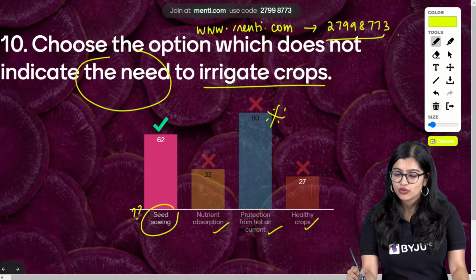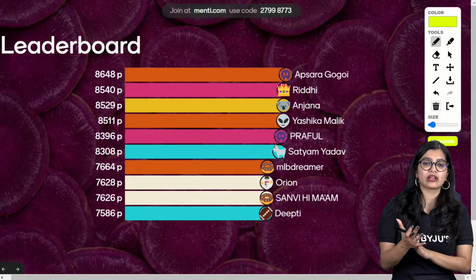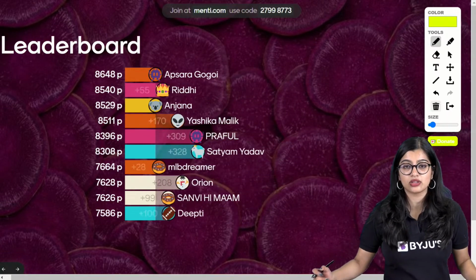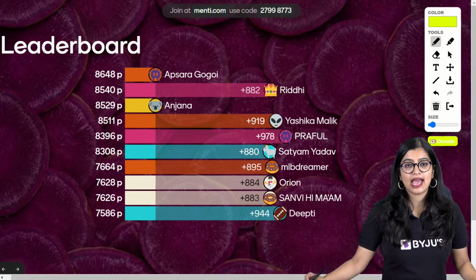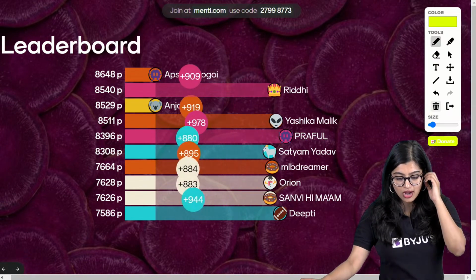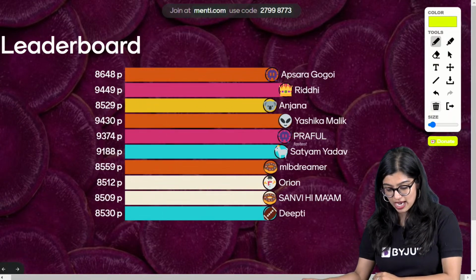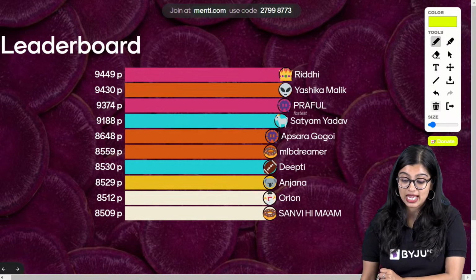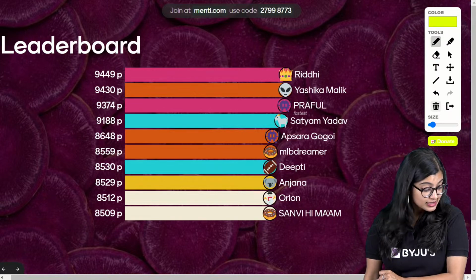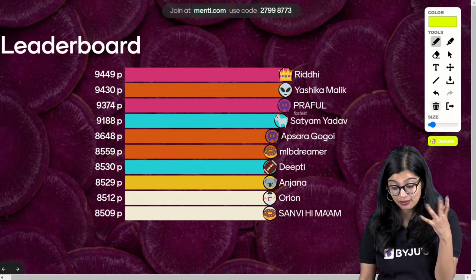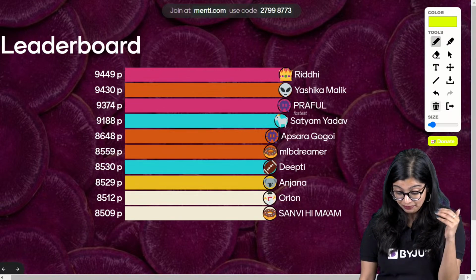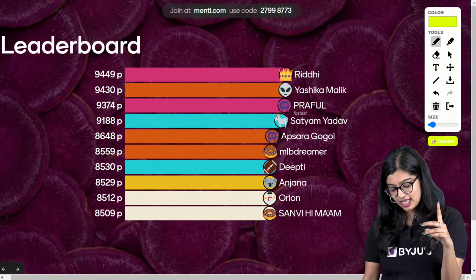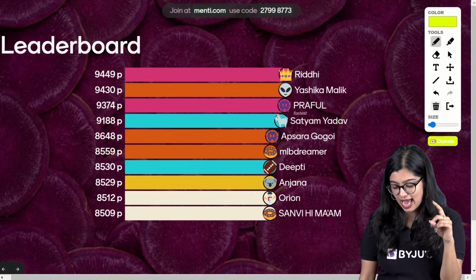Very good. So now, of course, students, we're going to have a quick look at the leaderboard, right? Let's see how the leaderboard looks. I can see on top Riddhi, followed by Yashika Malik, Praful, who is the fastest, Satyam Yadav, then Apsara, MLB Dreamer, Deepthi, Anjana, Orion, and Sanvi.